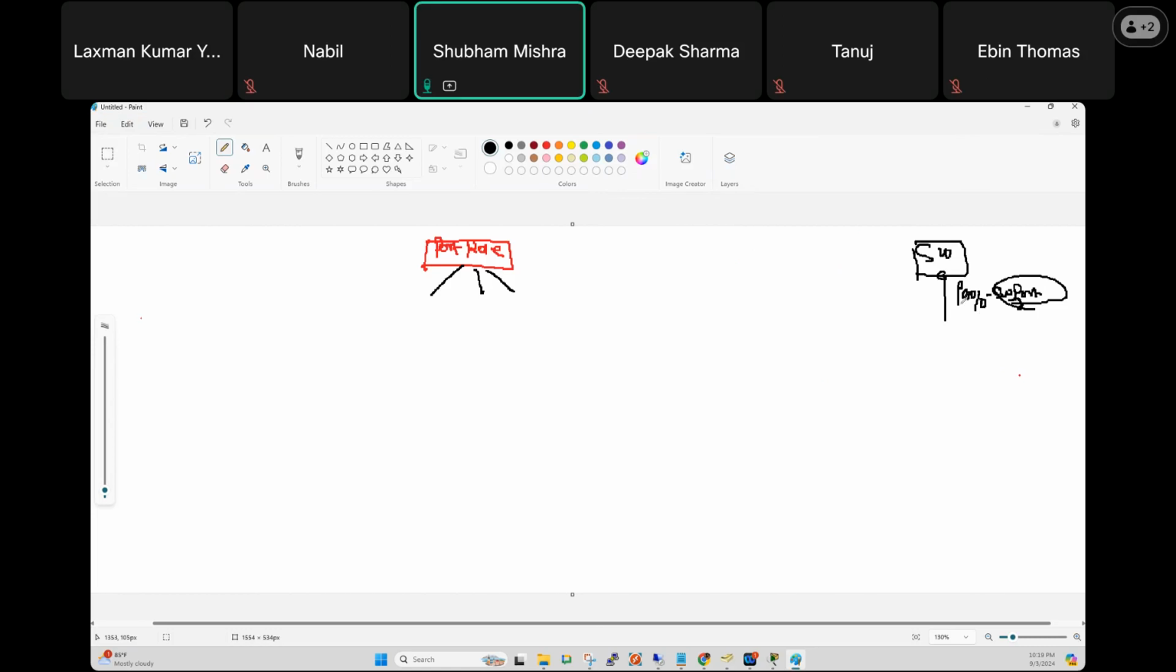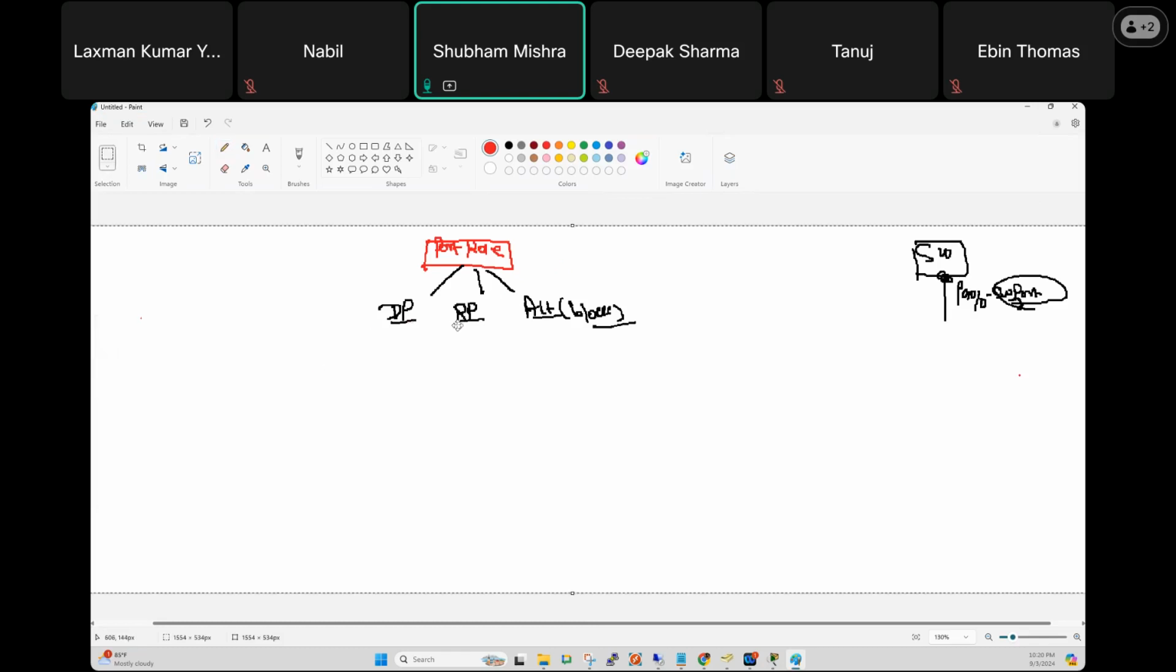So in STP, this switch port will get three types of role. How many types of role? Three types of role. The first one is DP, the second one is RP, and the third one you can call either alternate or blocked. Clear? So basically these are the three types of port role in STP. Now, first of all, we are going to discuss the root port.